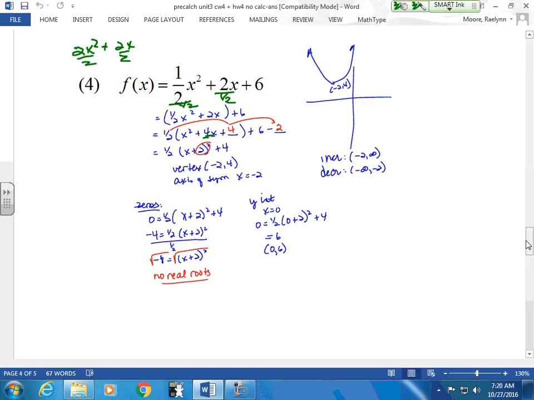Okay, your zeros, once you get to this point and you divide, if you take the square root of a negative, just stop right there. Don't pull out the i, just tell me no real roots. The only time we work with the i is when you have to find the i. But everything else, we just say no real roots. Again, here's your intercept, 0, 6.